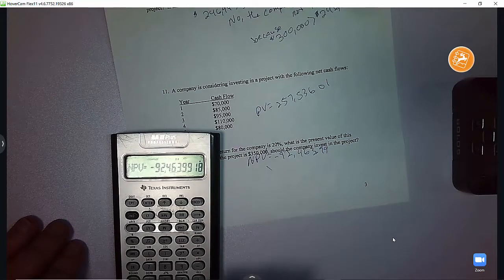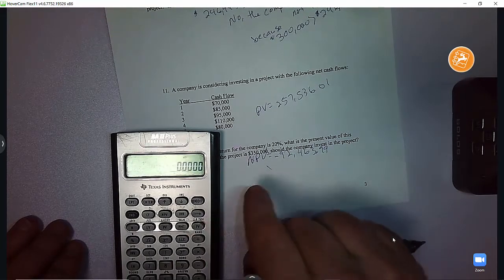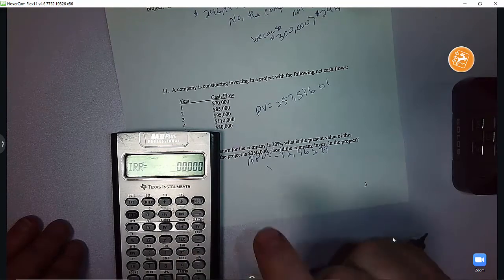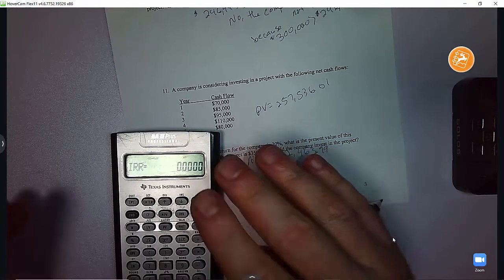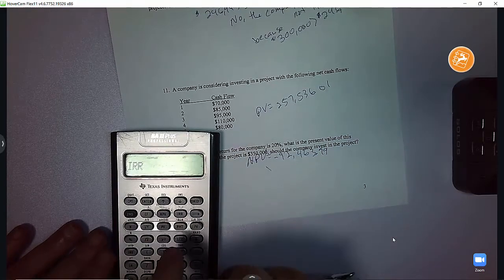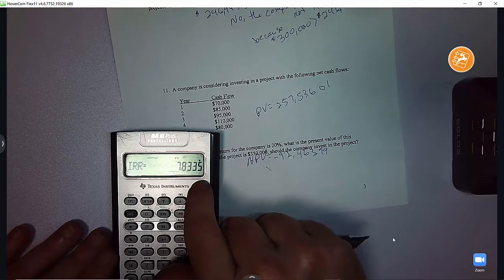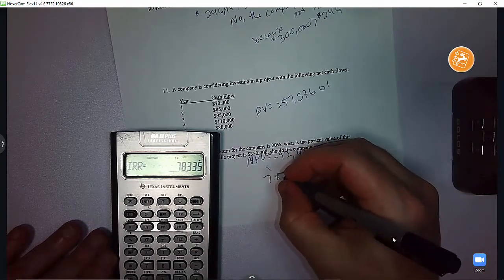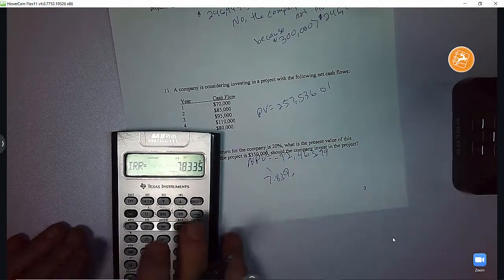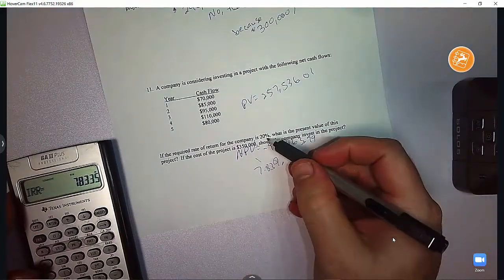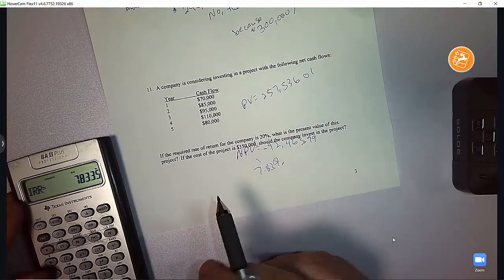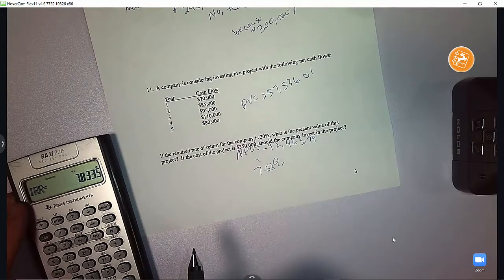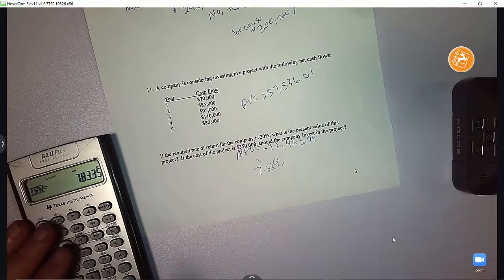The last thing I'm going to do here is calculate the rate of return if we made that investment. So I'm going to go to IRR, which stands for internal rate of return. All my cash flows are already in, so I don't need to mess with that. I'm just going to press compute. And my rate of return, if I made that $350,000 investment today, would be 7.83%, which is less than my required rate of return of 20%. So in this case, you would not want to invest.